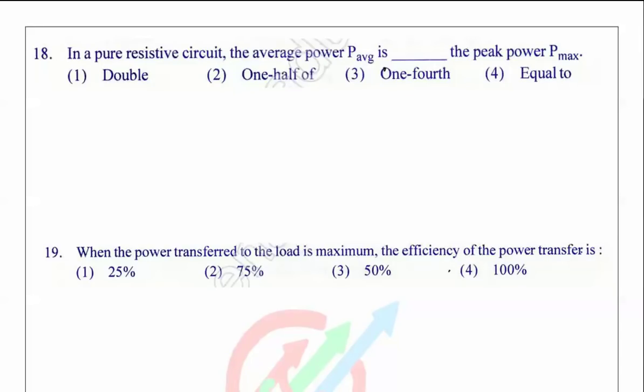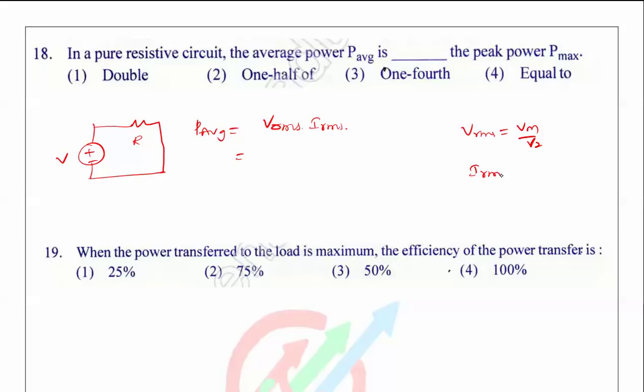In a pure resistive circuit, so let's consider a voltage source like this, with R and V here. In a pure resistive circuit, the average power, P average, is equal to Vrms into Irms. We know that Vrms can be written as Vm by root 2, and Irms can be represented as Im by root 2. So Vm by root 2 into Im by root 2, that is Vm into Im by 2.